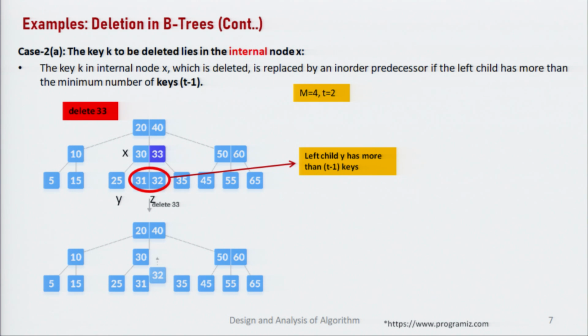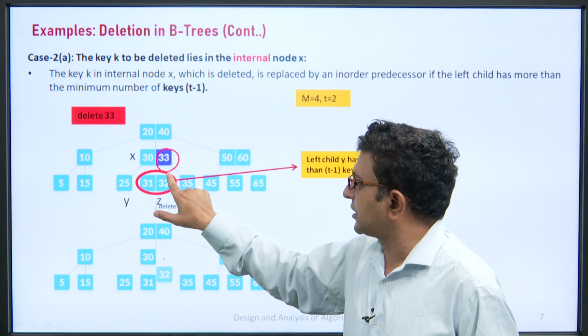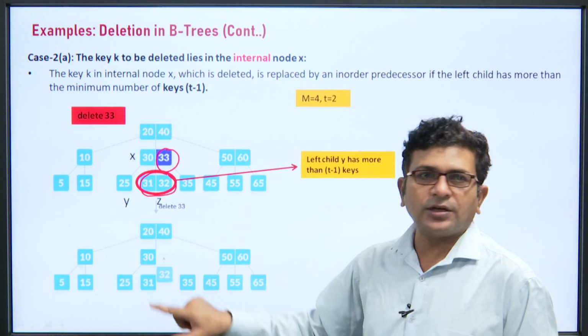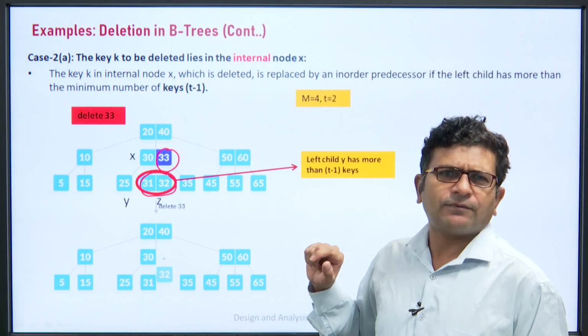Just see here, in this case we want to delete the key 33. So, 33 is to be deleted. This is an internal node, so we will look at the left child and the right child. The left child of this 33 is this one, 31 and 32, and the right child is this one, 35.